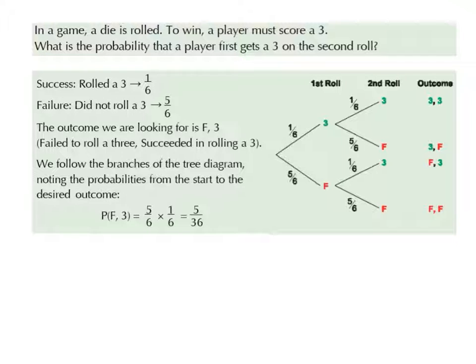So and means multiplying probability. So fail and 3 is going to be 5 over 6 multiplied by 1 over 6. So 5 over 6 multiplied by 1 over 6 is going to be 5 over 36. So the probability that a player gets a 3 on the second roll is going to be 5 over 36.